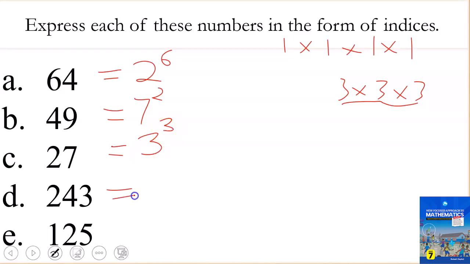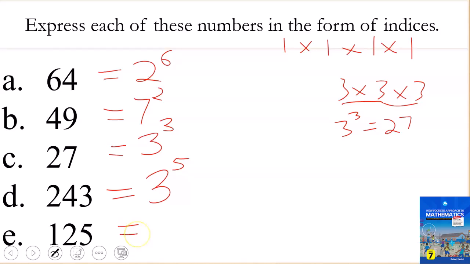Then here, again, I can't use 2 because the last number is odd. But 3, yes, I can think of 3, because I know 3 times 3 times 3 gave us 27, right? And if I go times 3 again, I'm going to get 81. Then times 3 again will give me 243. So I can say 3 exponent 5 will give me 243.